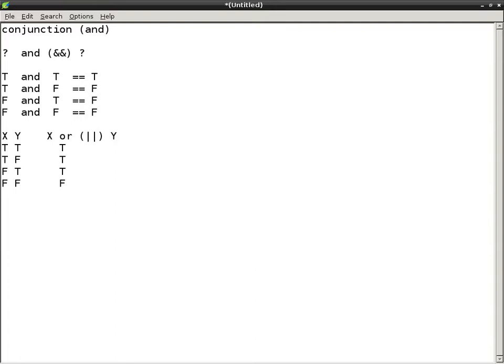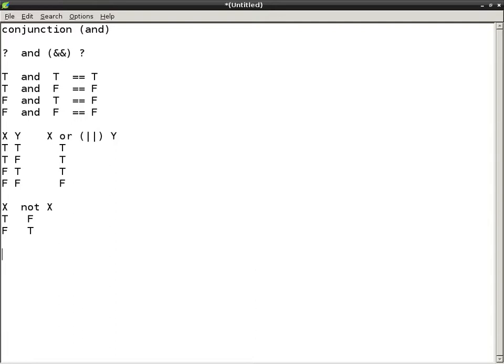I'm hoping there's nothing new here because this is really, really important stuff. Okay? And then we have one more. The last one is easy. The last one is x versus not x, the negation of x. When x is true, not x is false. When x is false, not x is true.